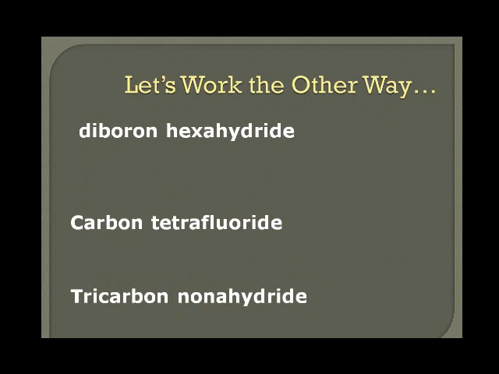So let's go and work the other way. This is actually a little bit easier than with ionic compounds, where we needed to balance the charges and make sure we had the right number of elements with the right charges matching up. Here, the name tells us exactly how many and what is present. So since we're dealing with diboron, that means it's B2. Hexahydride is H6. Diboron hexahydride: di is 2, boron is B, hexa is 6, hydride is hydrogen.